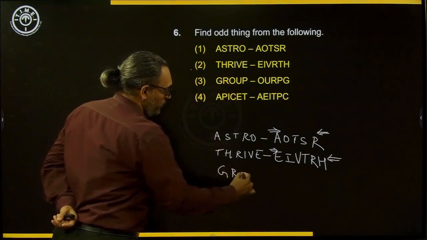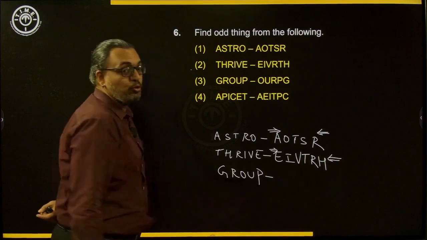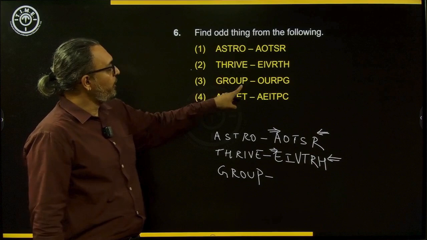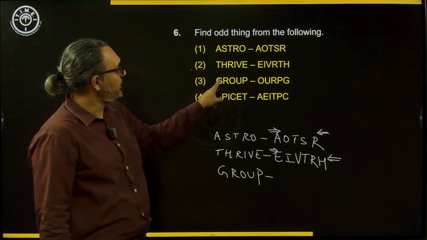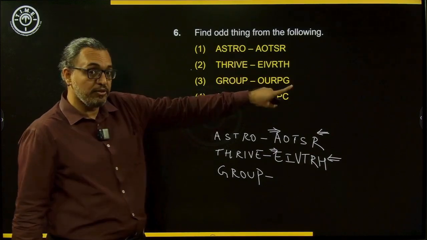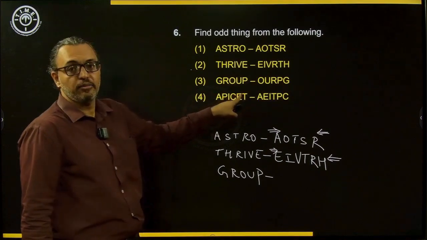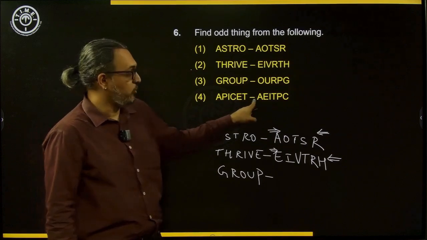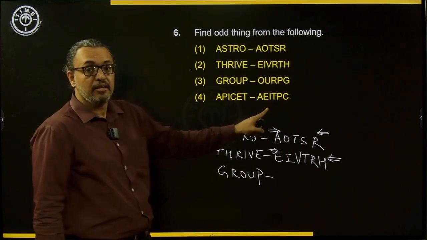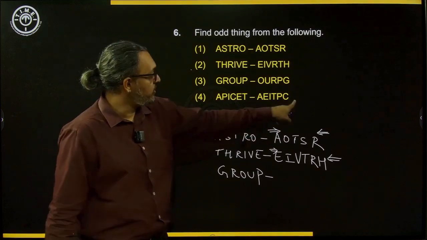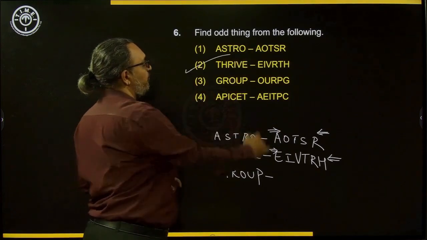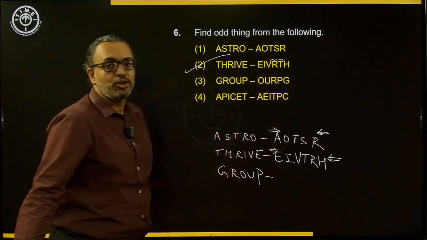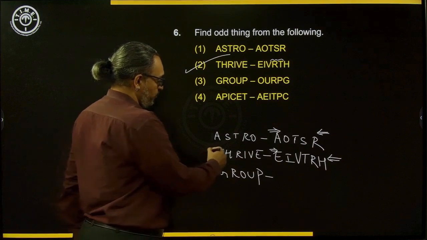So we have GROUP. See, you don't have to write and check, you can check orally also. So you have O and U. Then you have G, R and P. But P comes first. So it is GPR, so GPR from the right. Same way APICET. So we have AEI, okay. And then PCT is there. What is the order? CPT. So CPT. That means option 2, where these are not correct. First R should come, then T should come. So option 2.